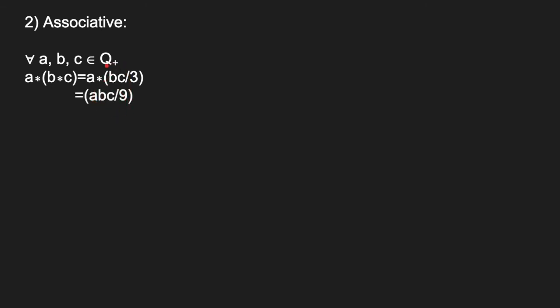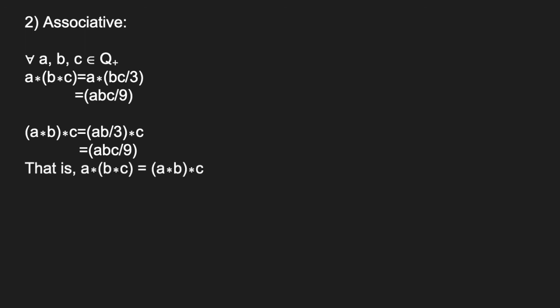Same way, (A star B) star C. That is AB by 3 star C. Again, consider this as a whole element. Then we'll get ABC by 9. So we can easily check that both are same. So that is A star (B star C) is the same as (A star B) star C. Hence it is associative. The third one, existence of identity.